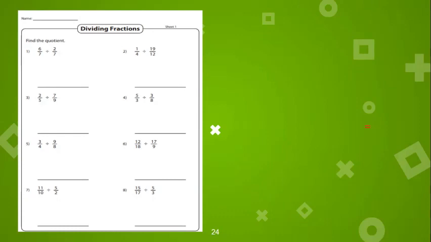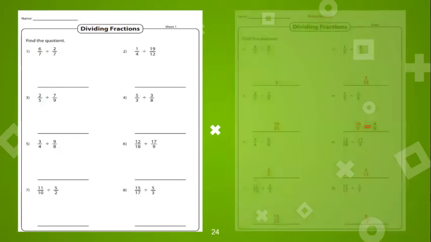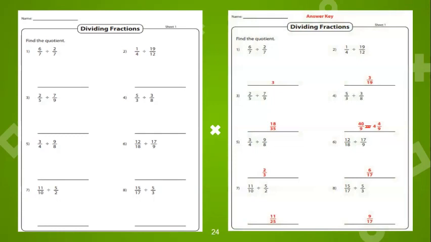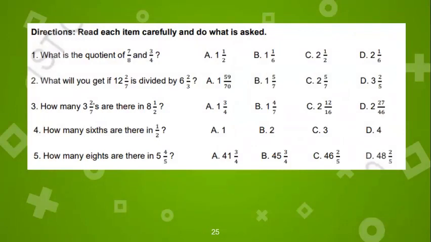So let's check. Here's the answer key. Check your answer, and if it's wrong, do it again until you arrive at the correct answer. Don't forget to write your score. Let's have another one.